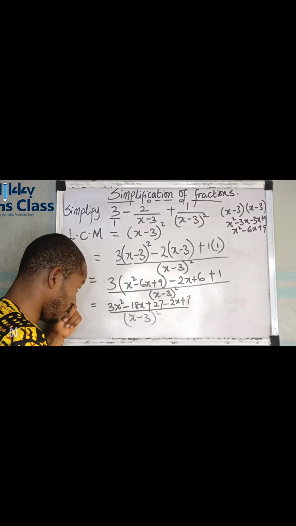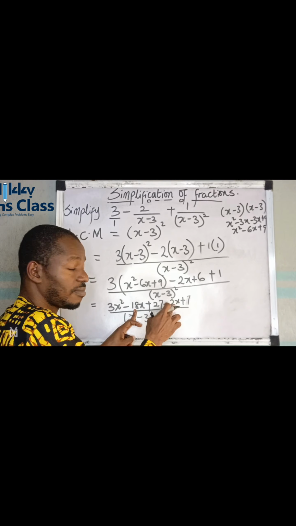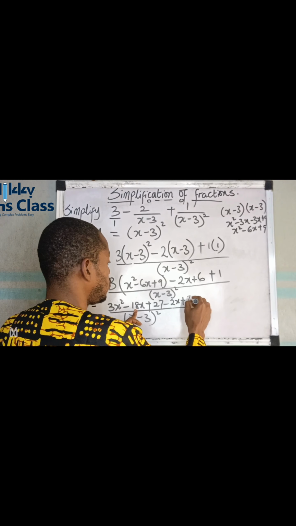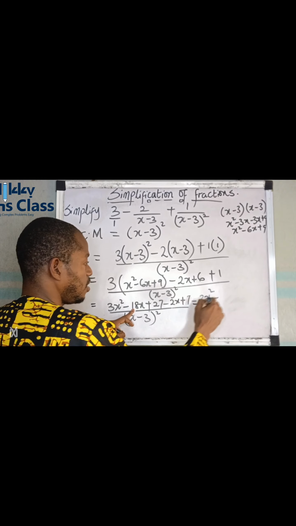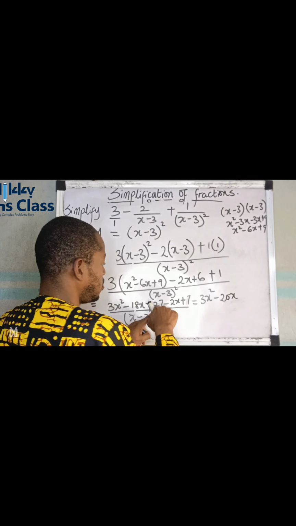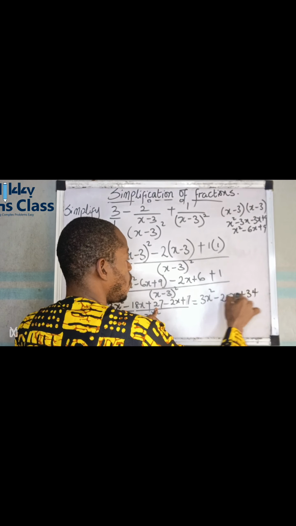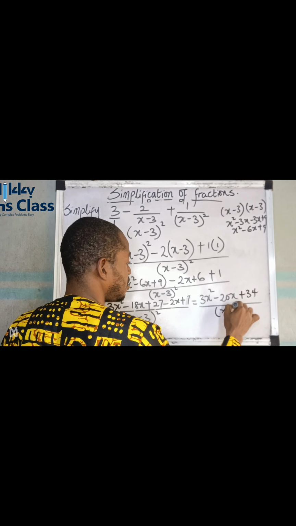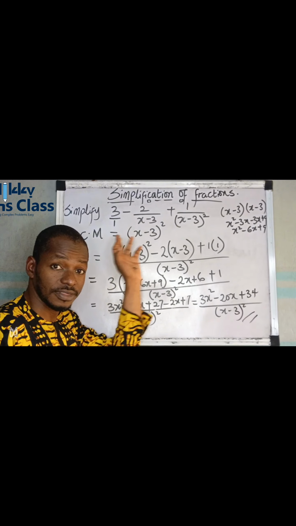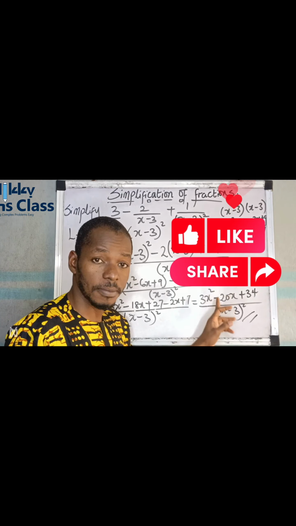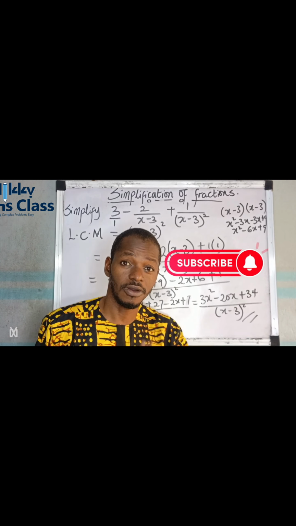So from here, let's collect like terms. This and this, negative 18x minus 2x will give us negative 20x. So this becomes 3x squared minus 20x. This plus this, 27 plus 7, that's 34, plus 34 over (x minus 3) all squared. So we have ended up simplifying this fraction to give us 3x squared minus 20x plus 34 over (x minus 3) all squared.